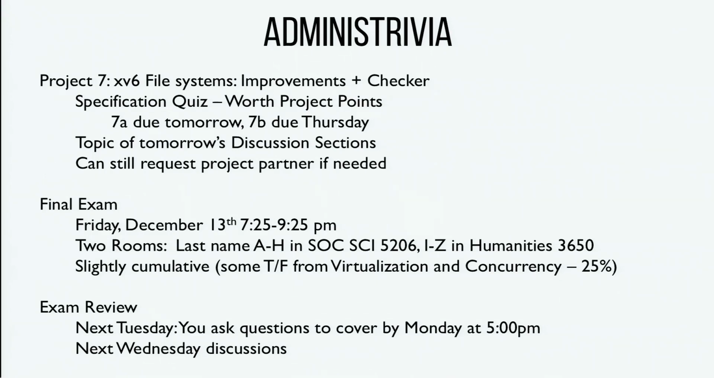All right, final exam. That's on Friday in the evening. We're in 2 rooms. Go to the room in social sciences if your last name starts with A through H. Go to the humanities room if your last name starts with I through Z. It's very similar to the practice exams that are available as well as to midterm 1 and midterm 2 that you saw. It's that same style, slightly cumulative. There'll be some true-false questions that are variations of the true-false questions that were on the virtualization and concurrency exams, and that'll be worth about 25% of the final exam.